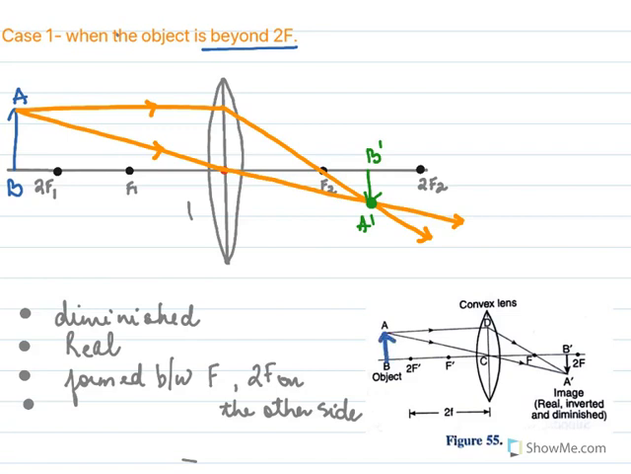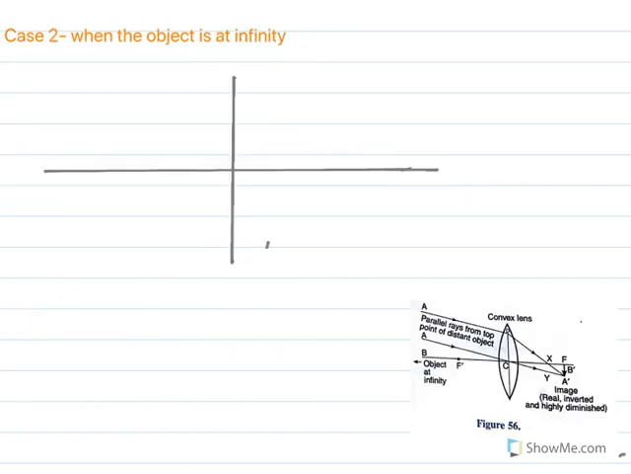object, and from the object I get 2 rays. One that is parallel goes through the focus, and I'll put this in another color, that is passing through the optical center will go undeviated. The rays meet here. This is the image. It is real, inverted and diminished. Another point I need to write is inverted. All real images are inverted. This is when the object is beyond 2f.